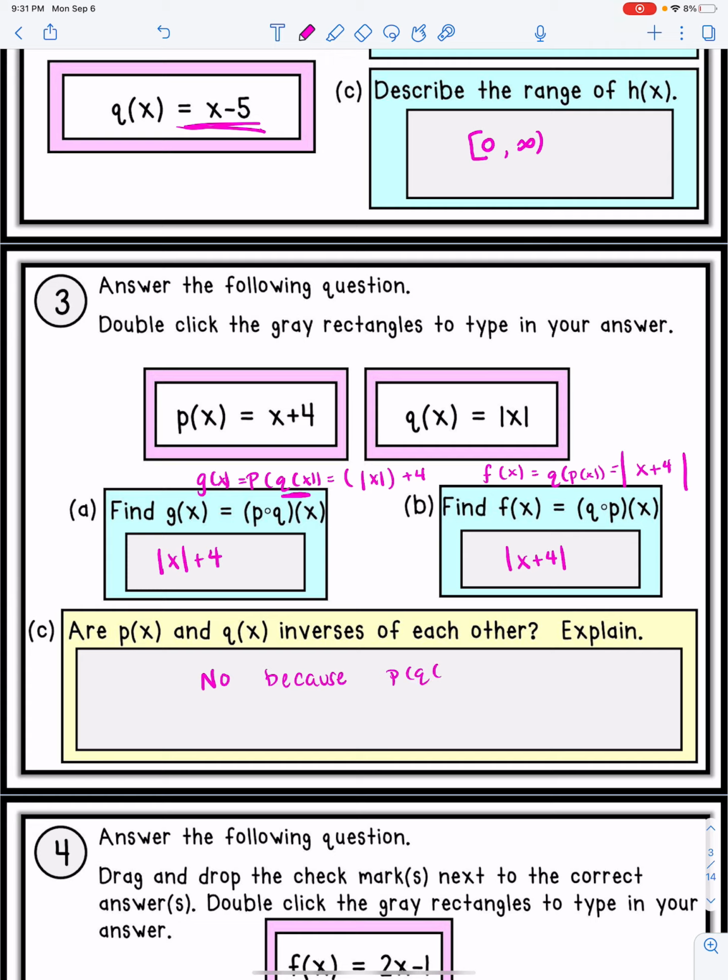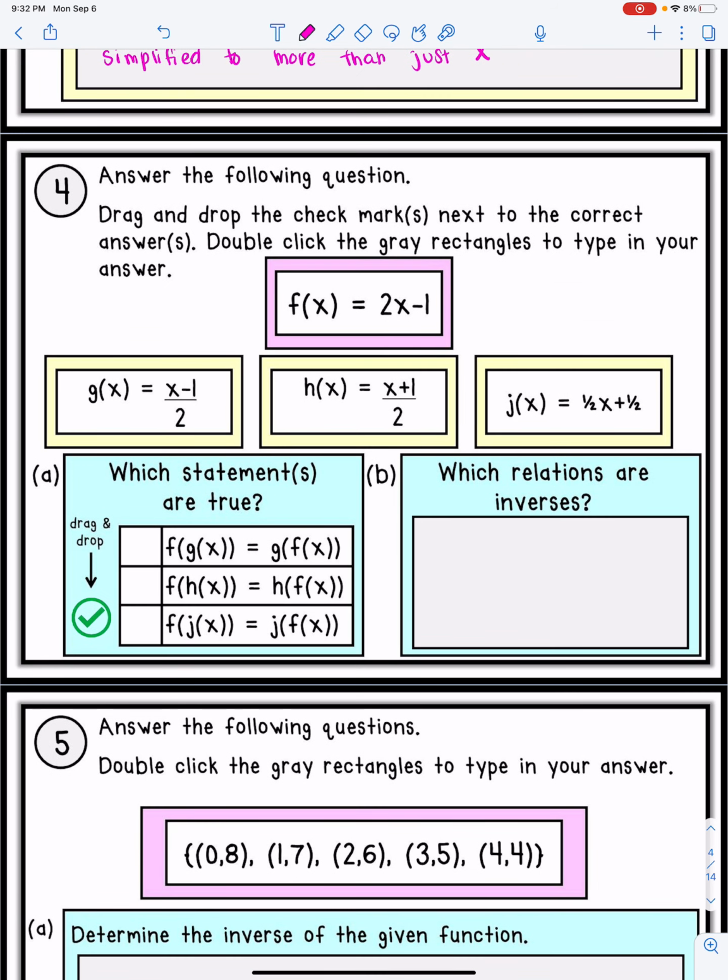p of q of x and q of p of x simplified to more than just x. So remember from our notes last week, if we have two functions that are inverses of each other, then when I find their composite, when I put one of them inside of the other, it should simplify to just an x. But I have x and 4 in both of those, so they are not inverses of each other. Slide 4.